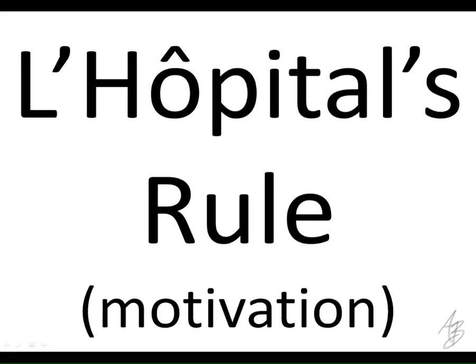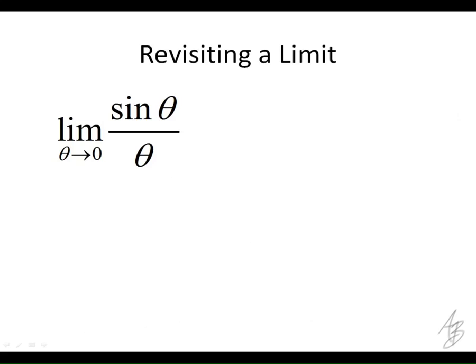So I'd like to start this with talking about why L'Hopital's rule came about. And we're going to look at a couple limits that we've already seen and see why we would need something like this. So the first one I want to look at is a limit that you should know, but maybe you don't. You may not remember it, maybe you do. And it's a limit as theta approaches 0 of sine of theta over theta.